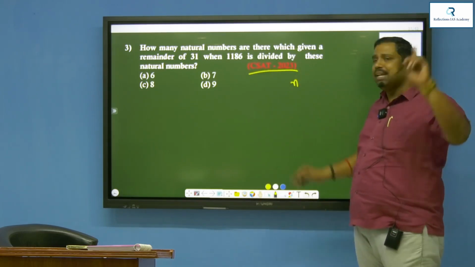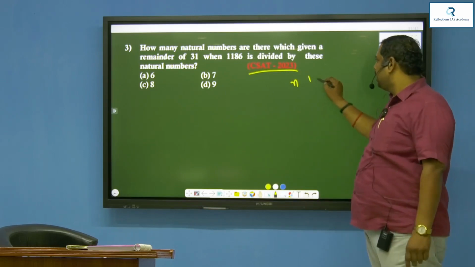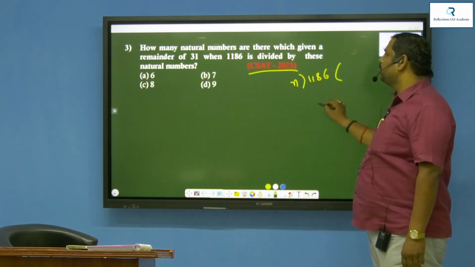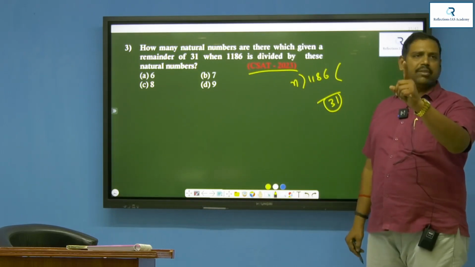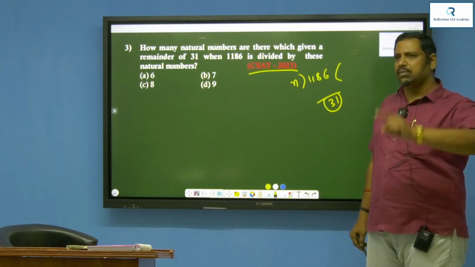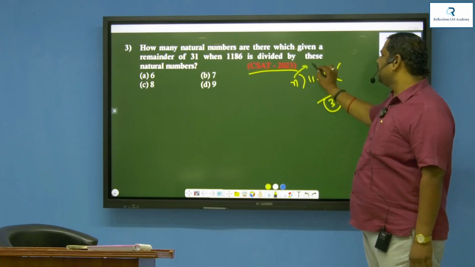1186 is divided by that natural number. What's the remainder here? 31. So, point 1: the remainder is 31. Remainder is 31 means this n should be 32 or more.